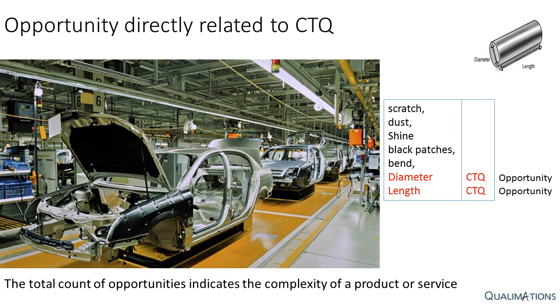In a manufacturing industry, cylindrical rods are made with characteristic diameter and length. This is used for automobile parts manufacturing. If the corresponding bar has defects like scratch, dust, shine, black patches, diameter, length, bend etc., opportunities are the total number of chances per unit to have a defect. Each opportunity must be independent of other opportunities and, like a unit, must be measurable and observable. The opportunity should directly relate to the customer CTQ. The total count of opportunities indicates the complexity of a product or service.